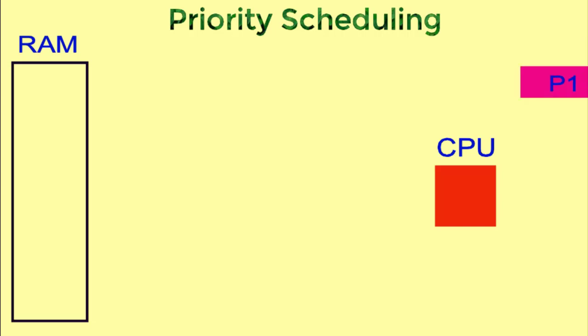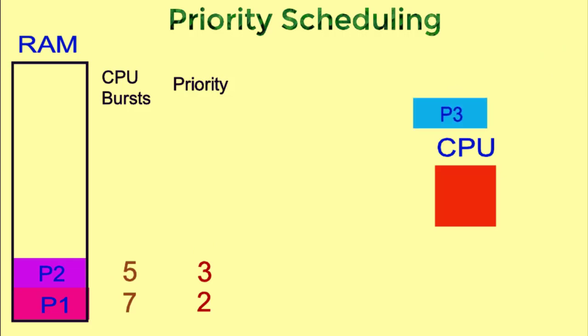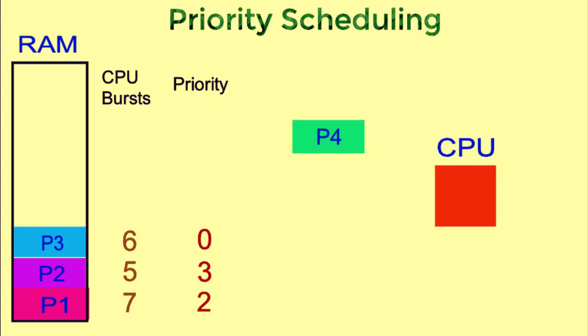So in this case, when the first process arrives, we see two parameters. One is the CPU burst. The CPU burst is 7 and the priority is 2. And when process P2 arrives, we see the CPU burst is 5 and priority is 3. And when process P3 arrives, we have the CPU burst as 6 and priority is 0. And with respect to P4, we have the CPU burst as 4 and priority as 1.